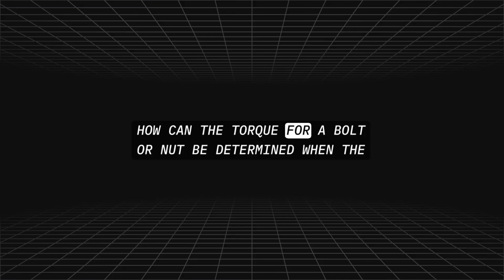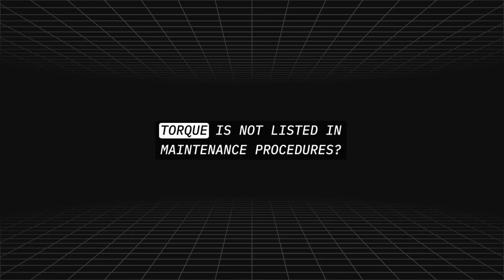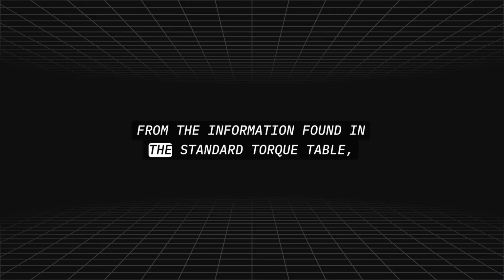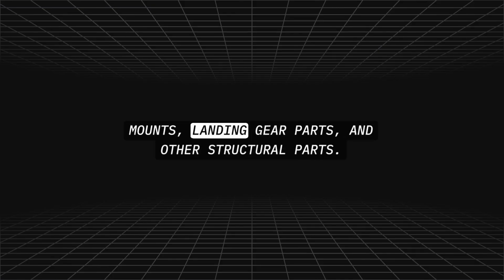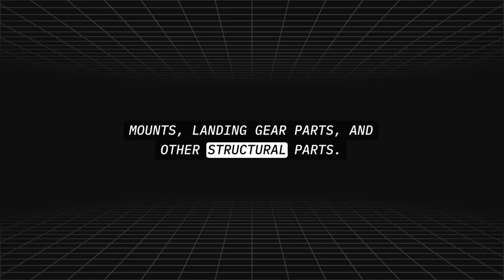How can the torque for a bolt or nut be determined when the torque is not listed in maintenance procedures? From the information found in the standard torque table. Which steel alloy is noted for its toughness and is most used for aircraft tubular structure, such as frame members, engine mounts, landing gear parts, and other structural parts? Chrome molybdenum steel.